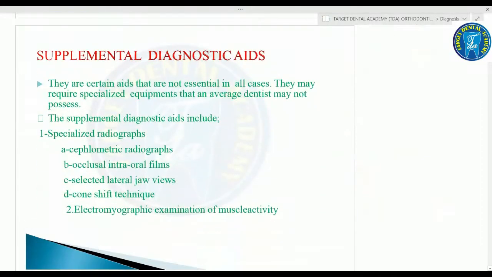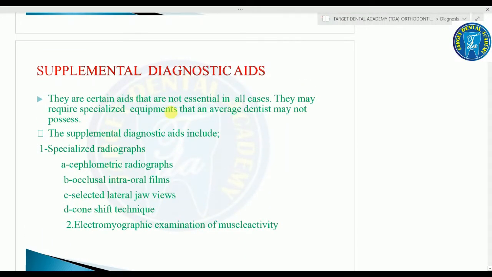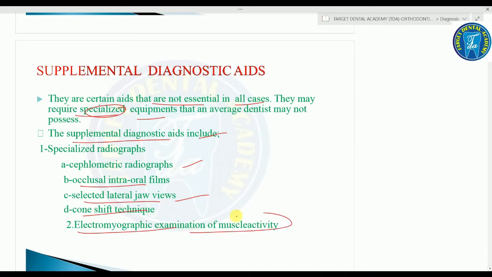And the supplemental diagnostic aids are certain aids that are not essential in all the cases, but are essential in some particular cases or require specialized equipment. The supplemental diagnostic aids include the Ceph radiograph, occlusion intraoral films, selected lateral jaw, the cone shift technique, and the electromyographic examination of the muscle activity.